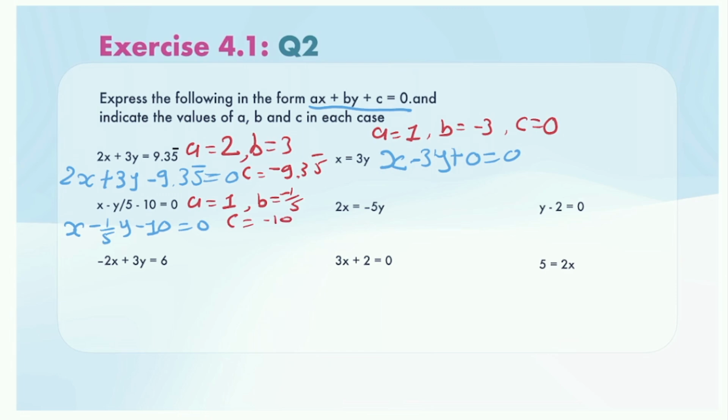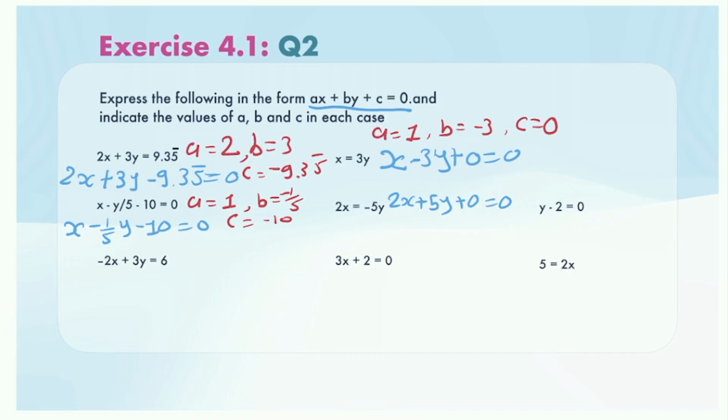Now this one, 2x equal to minus 5y. I just have to write 2x as it is. Now minus 5y, that means I have to put 5y on the other side, so it will be plus 5y. We don't have a constant term, so I can write 0 as the constant term. This is the standard form of a linear equation in two variables, right?